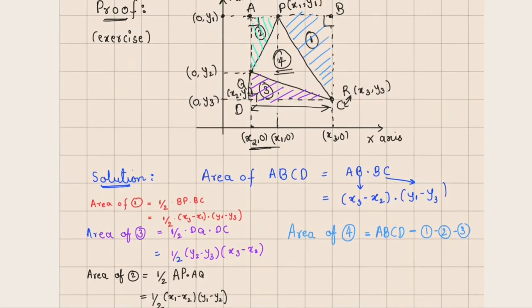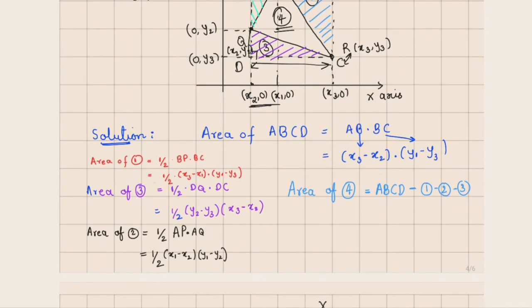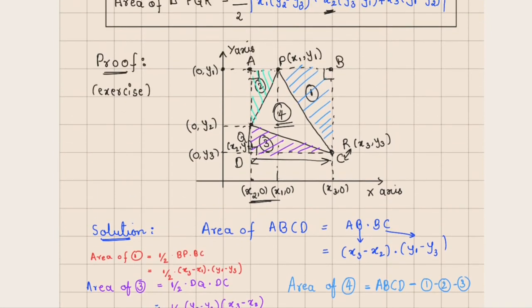Simply, you can find the area of ABCD and then subtract the remaining 3 areas. I have given the areas of these 3 in the notes PDF file. So you can subtract the sum of these 3 areas of triangles 1 to 3 from the area of ABCD. You will get the area of the triangle PQR.